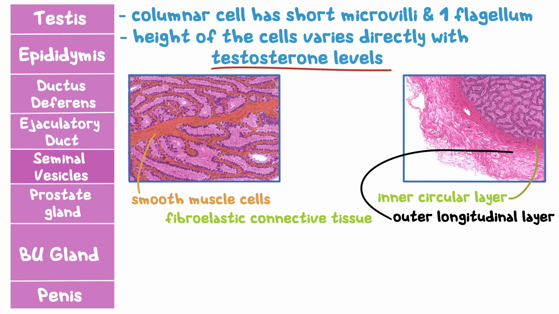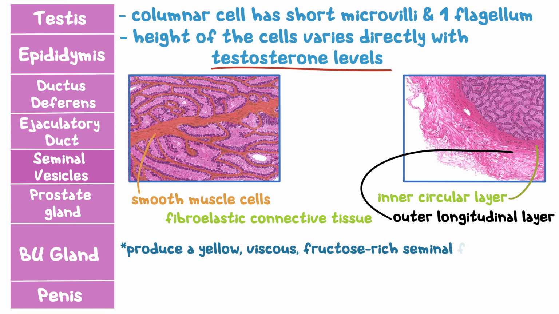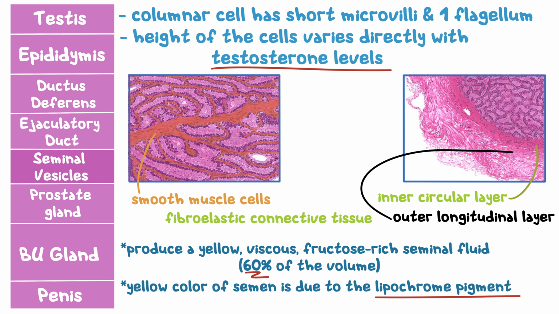The seminal vesicles once were believed to store spermatozoa, some of which are always present in the lumen of this gland. It is now known that these glands produce a yellow, viscous, fructose-rich seminal fluid that constitutes 60% of the volume of semen. Seminal fluid also contains amino acids, citrates, prostaglandins, and proteins. Fructose is a principal constituent because it is the source of energy for spermatozoa. The characteristic pale yellow color of semen is due to the lipochrome pigment released by the seminal vesicles.